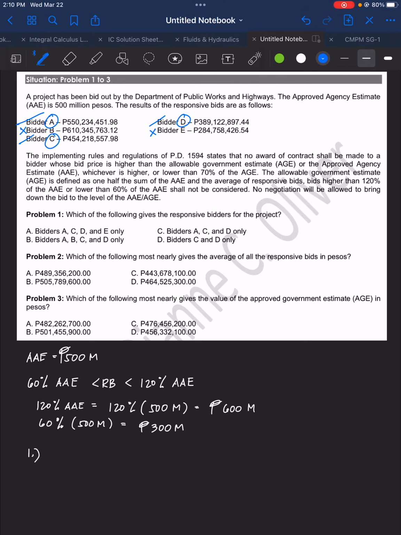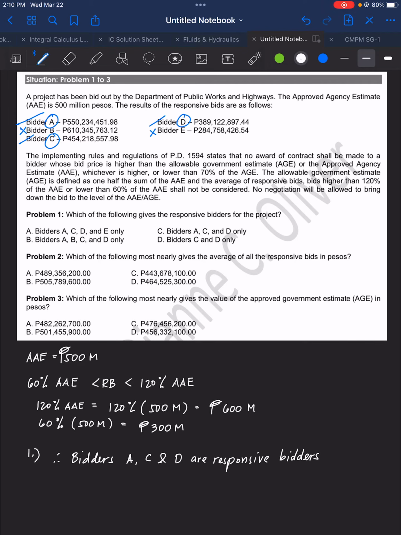So therefore, let's put here bidders A, C, and D are responsive bidders.